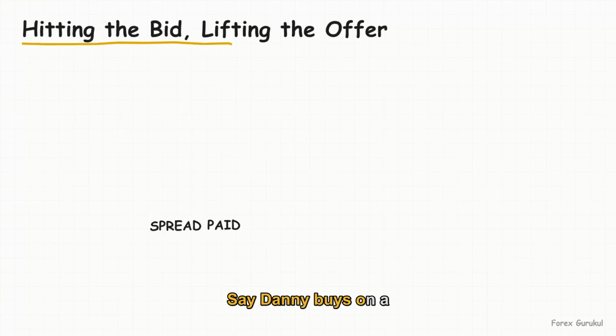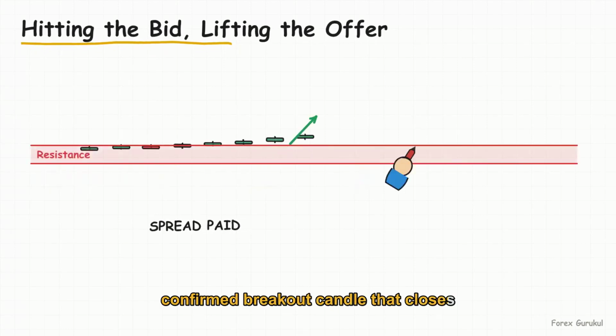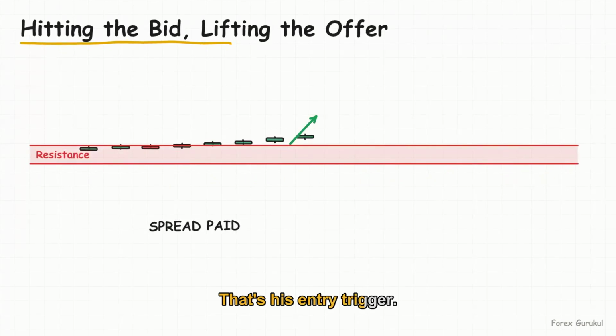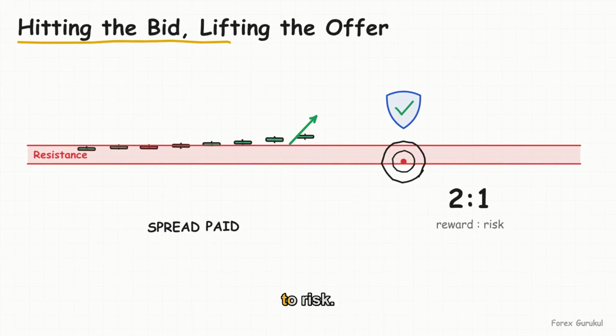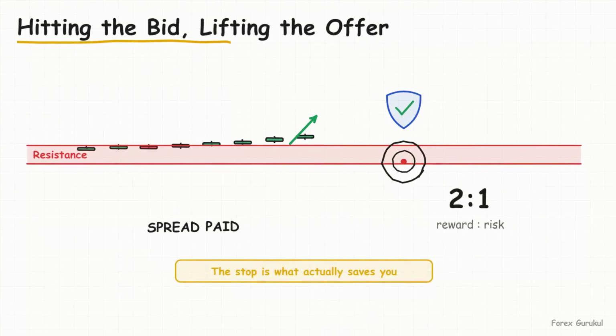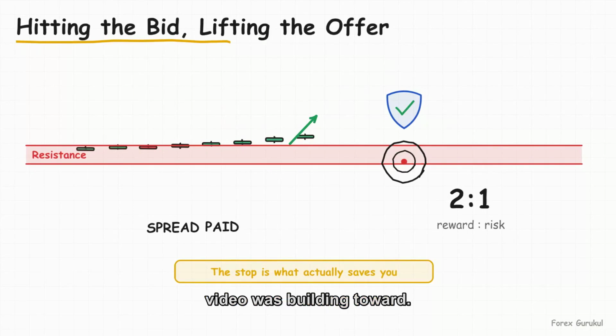Say Danny buys on a confirmed breakout candle that closes above resistance. That's his entry trigger. He's lifting the offer. His stop sits below the recent swing low with a little wiggle room for noise. His target is sized off a 2-to-1 reward to risk. Here's the honest part. This setup can still fail. The pattern doesn't save him, the stop does. That's the thing this whole video was building toward. Amateurs count pips. Professionals count risk.